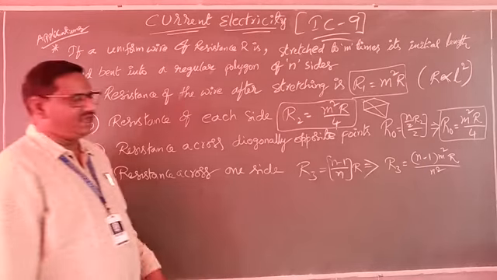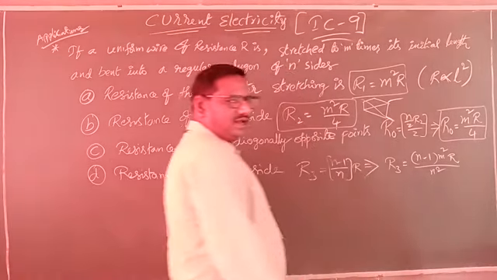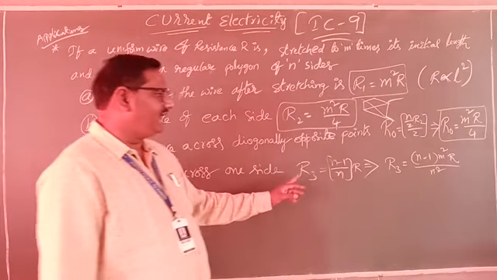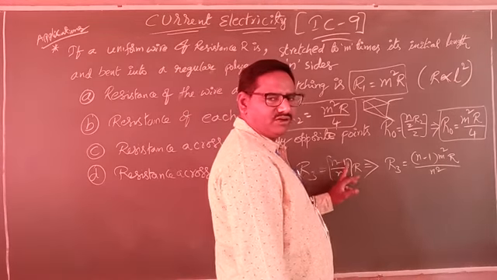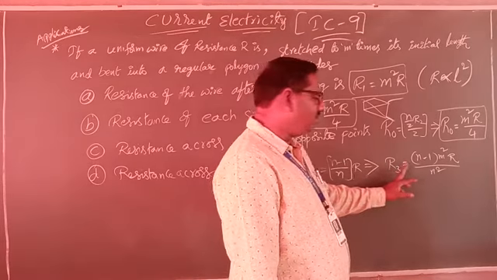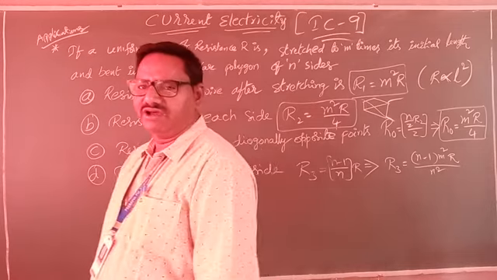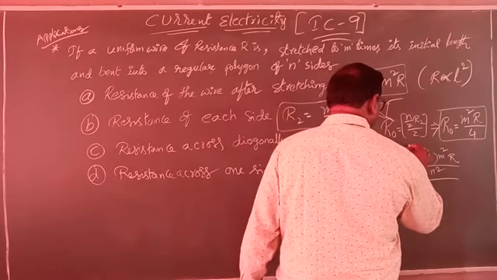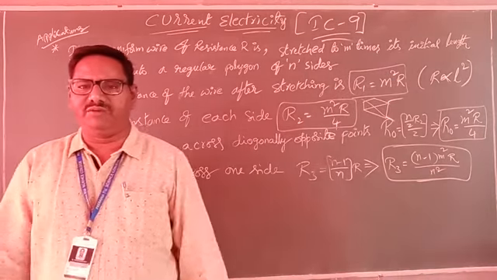Resistance across any one side, for example, from here to here. Clear? Any one side, if you take it, that will be treated as R3. So R3 equals (n minus 1) into (n minus 1) by n into R. R3 equals (n minus 1) by n square into m square R. Most important. These are formulas you must remember. What I put in the boxes, you need to remember that.